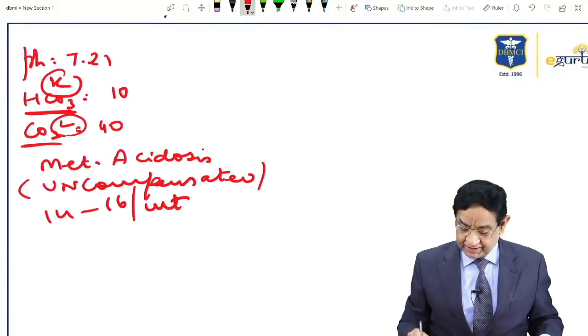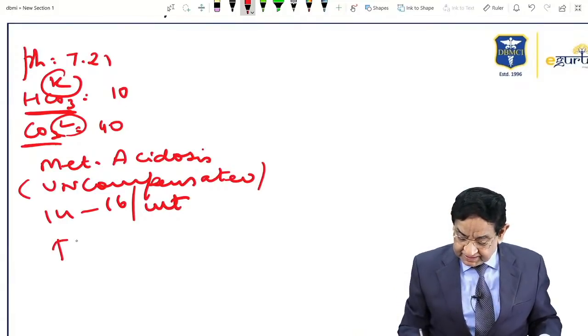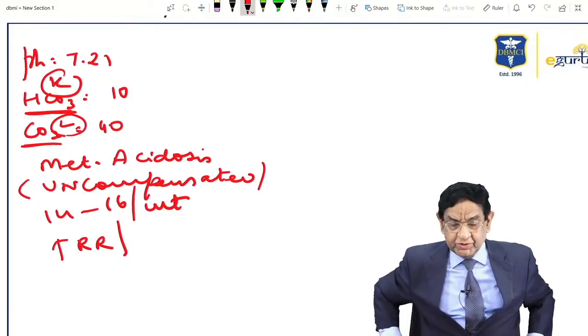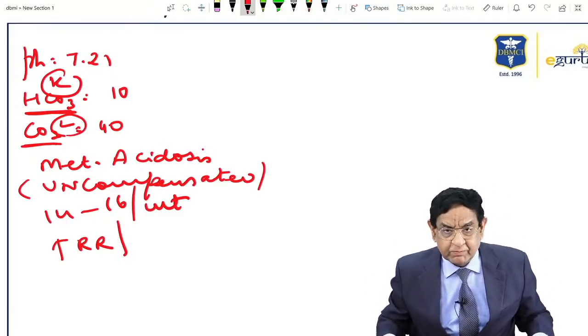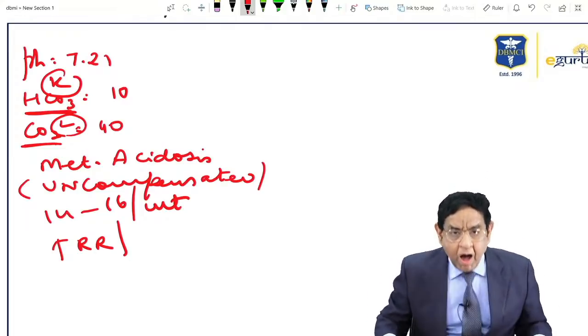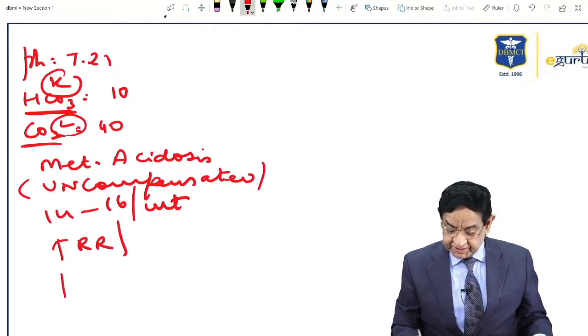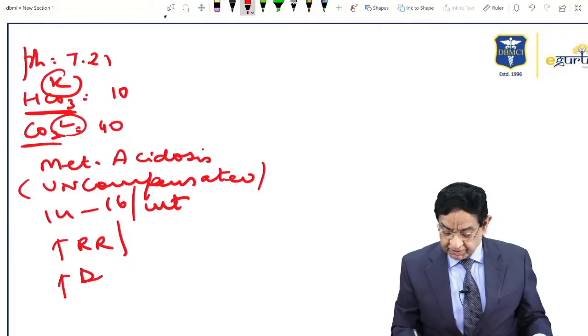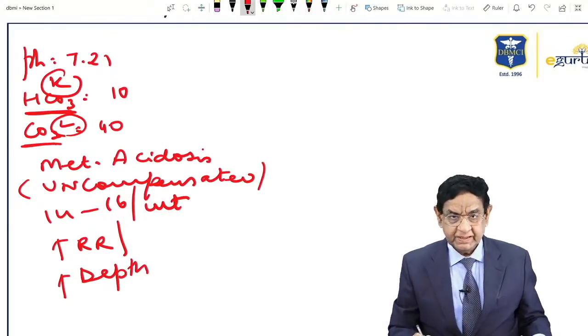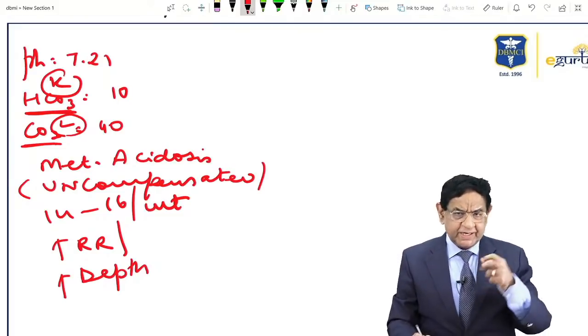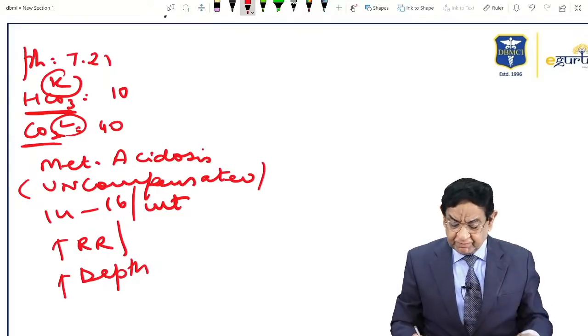What is it doing? Increase in the respiratory rate. And one more thing you noted down: increased depth of breathing. You will never forget. Increased rate of breathing, increased depth of breathing.